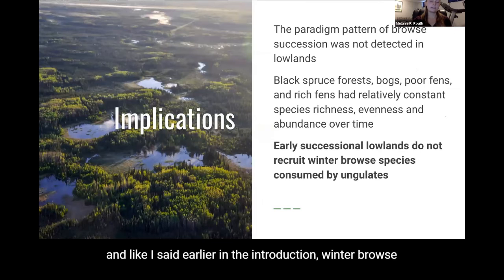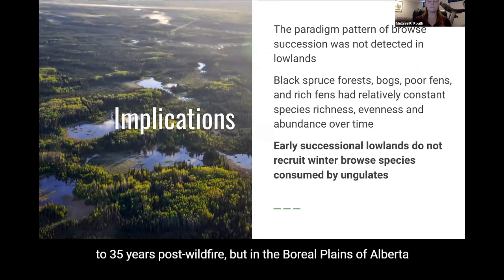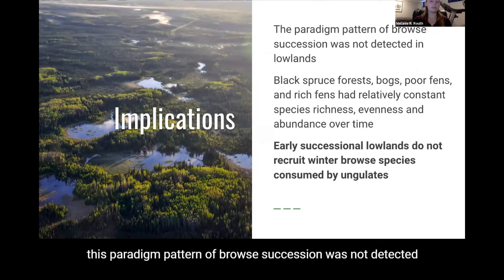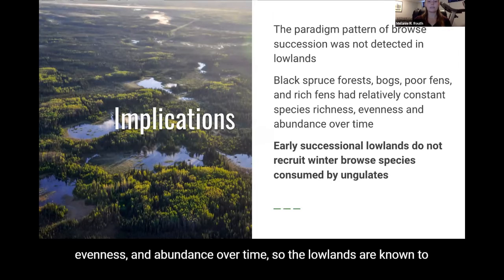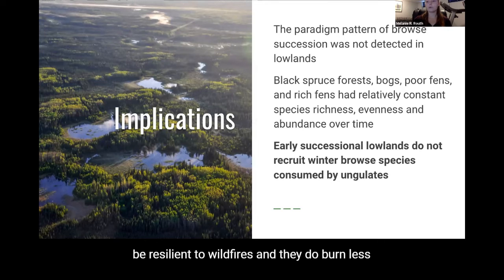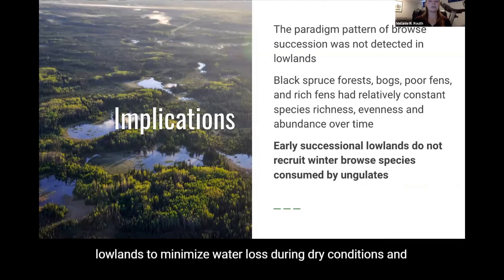And like I said earlier in the introduction, winter browse or understory biomass in general is really maximized at 10 to 35 years post-wildfire. But in the Boreal Plains of Alberta, this paradigm pattern of browse succession was not detected in lowlands. That's because black spruce, bogs, poor fen, and rich fens had relatively constant species richness, evenness, and abundance over time. Lowlands are known to be resilient to wildfires, and they do burn less severely than upland forests. Negative hydrological feedbacks allow lowlands to minimize water loss during dry conditions, and therefore wildfires only consume the top few centimeters of peat.